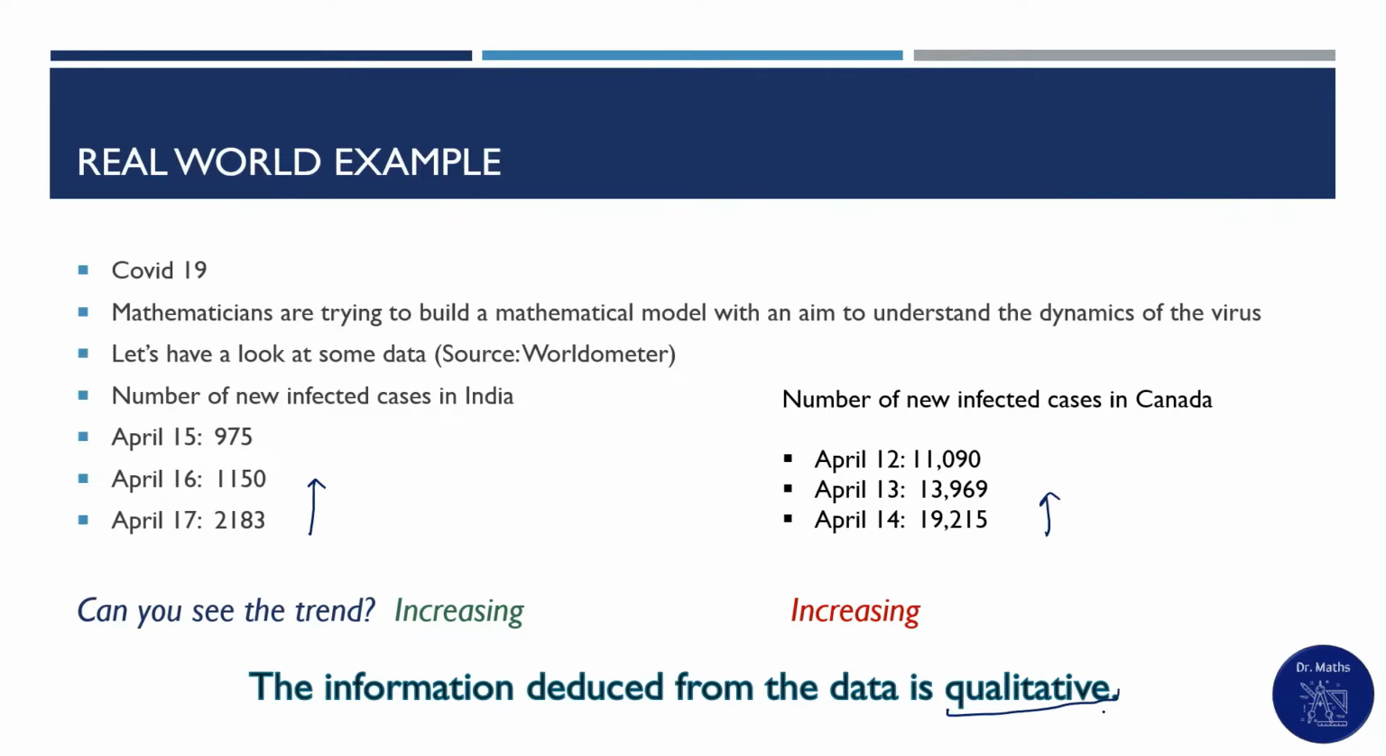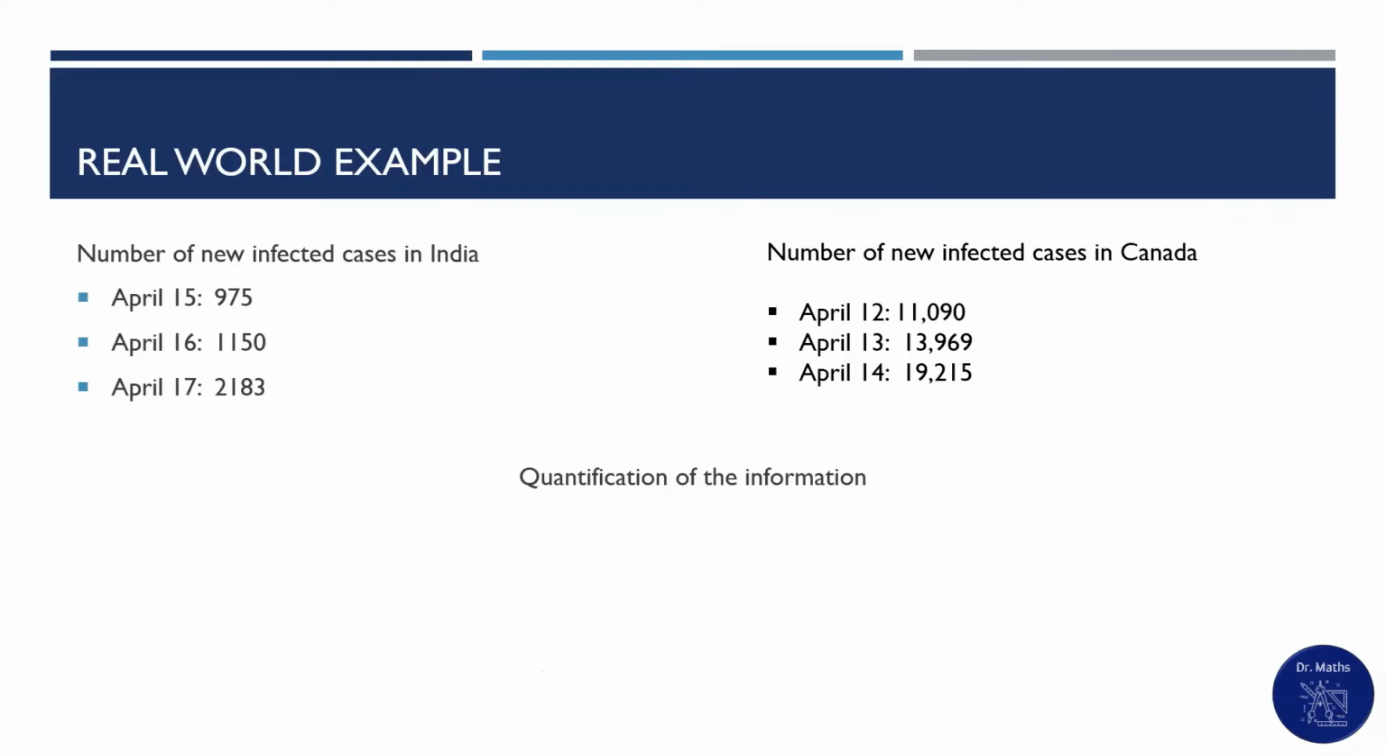It does not give us much detail about what exactly is happening. Does that mean the situation is equally severe in India and Canada? We cannot get that if we just know that the number is increasing. A much better question would be, at what rate is it increasing? Most of the time we are not interested in whether something is changing, we are interested in how much it is changing. So we need to do the quantification of the data, giving our answers in terms of numbers rather than just saying increasing.